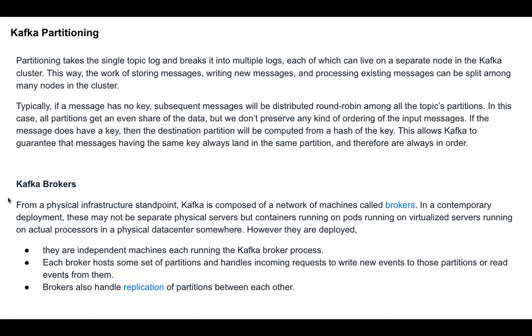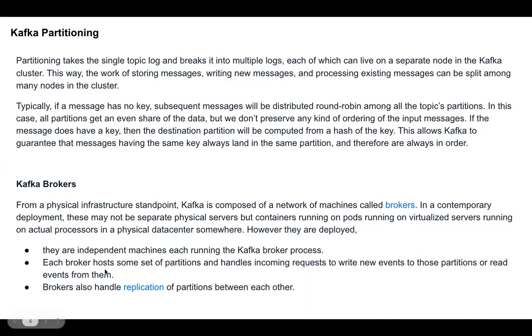Kafka brokers. What are brokers in Kafka? They are the actual physical machines. A network of machines, rather; it's not just one machine. Nowadays, when we are talking about distributed systems, we never talk about one machine. There are different machines, and the collection of them is called brokers. They could be physical servers, or virtual machines running on pods, or somewhere in a physical data center, anywhere. But they are machines running the Kafka broker processes.